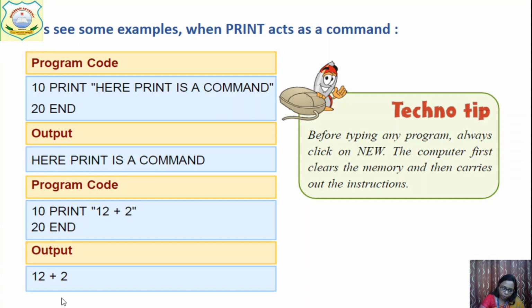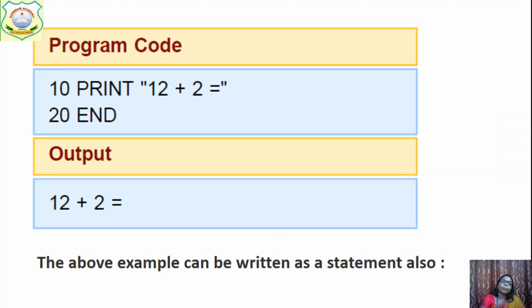Okay, so what will be the output? 12 plus 2. It is not 14. Why? Because double quotes are there. It will add also, I will show you how. See, when the program is written in this way, 10 print 12 plus 2 equal to, and here 12 plus 2 is written between double quotes, so it will print as it is. आप डबल कोट्स के बीच में जो भी लिखोगे वो as it is print हो जाएगा, उस पर कोई वर्क, कोई कमांड नहीं होगी.